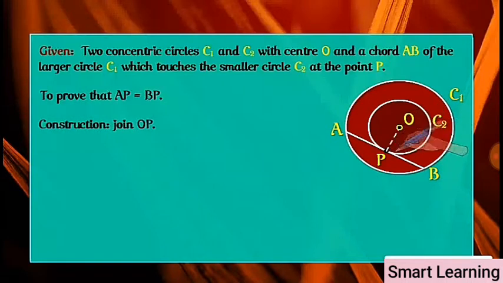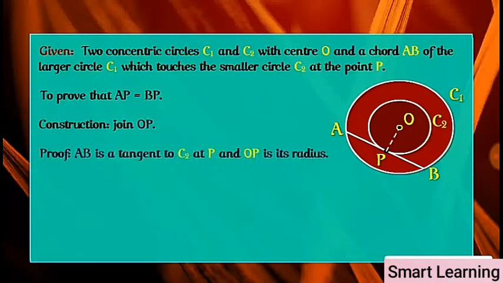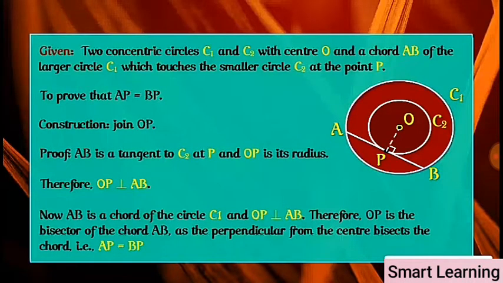Let us join OP. Then AB is the tangent to C2 at P and OP is its radius. Therefore, OP is perpendicular to AB. Now AB is a chord of the circle C1 and OP is perpendicular to AB. Therefore, OP is the bisector of chord AB as the perpendicular from the center bisects the chord, that is, AP is equal to BP.